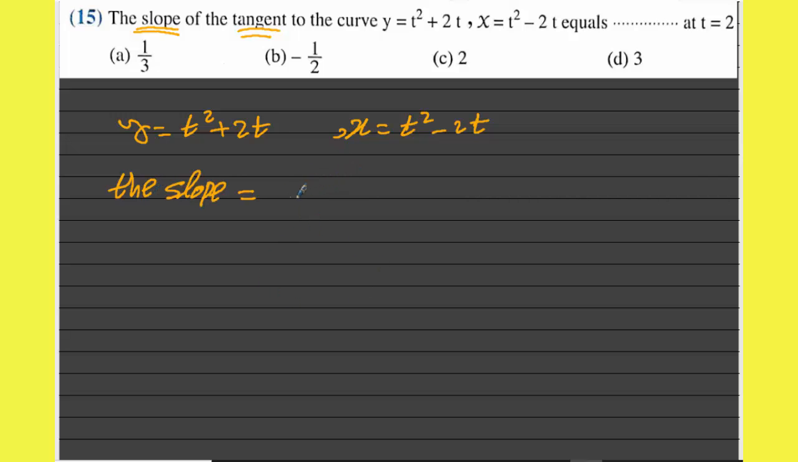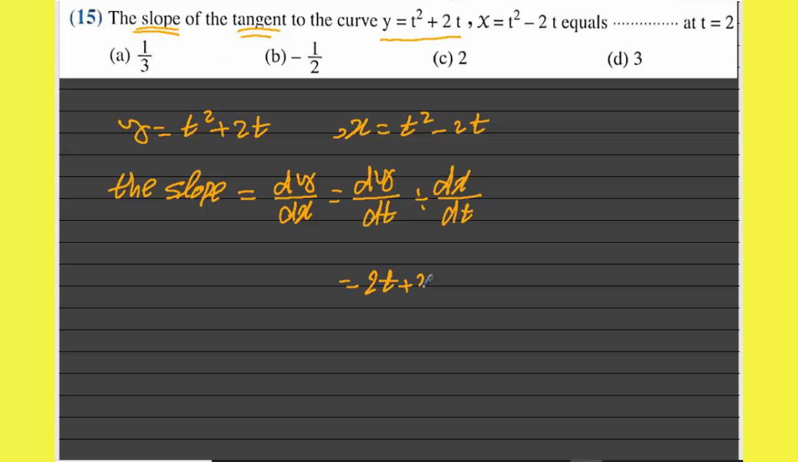dy/dx, which equals dy/dt divided by dx/dt. Where is y? Here we have y equals t square plus 2t, so the first derivative is 2t plus 2, divided by dx/dt, which equals 2t minus 2.